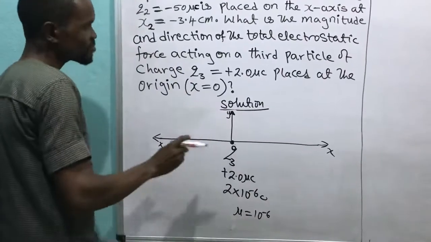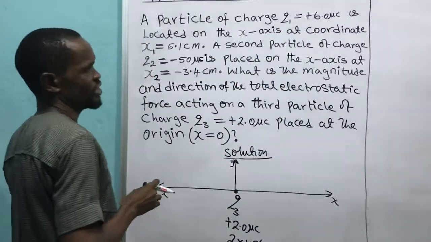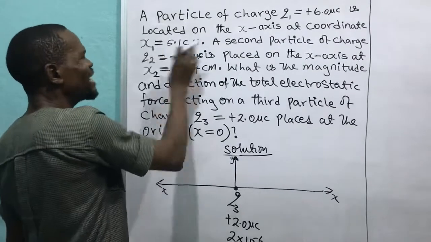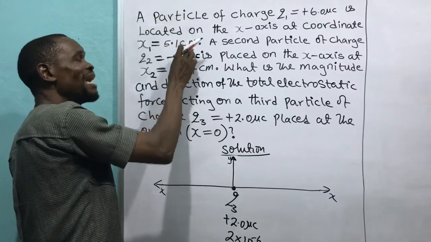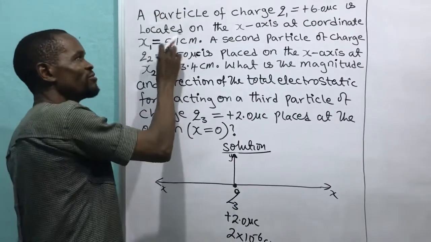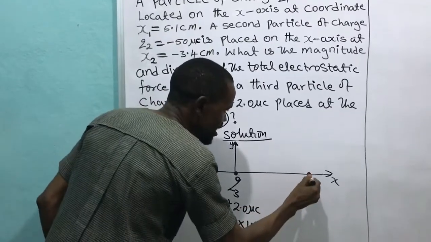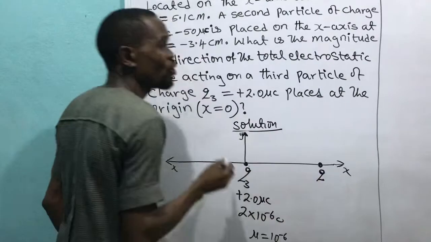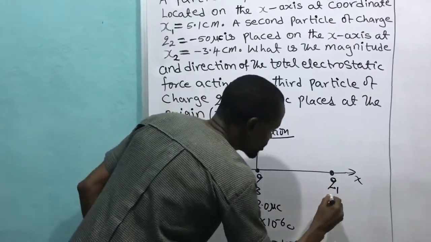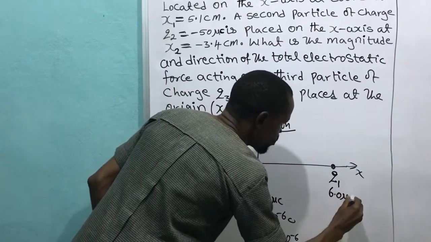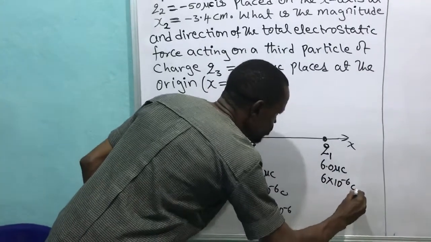You remember that? Then the second charge, 6.0 microcoulomb, is located on the same x-axis at 5.1 cm. That means it is positive. Look at the 5.1 cm on the positive side of x. At the positive side of x, I will call it Q1. And what's the value? It said 6.0 microcoulomb, which stands for 6 times 10 raised to power minus 6 coulomb.